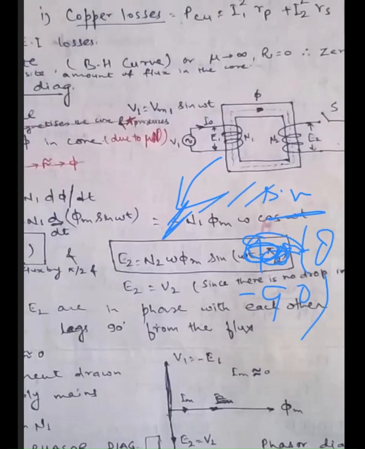So what we can interpret from this is that the EMF, whether it is on the primary side or the secondary side, is lagging the flux. Flux was sin omega t, and the EMF is sin of theta minus 90. So it means that the EMF is lagging the flux by 90 degrees or pi by 2 radians.